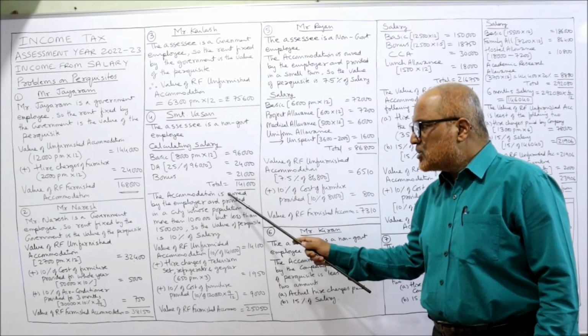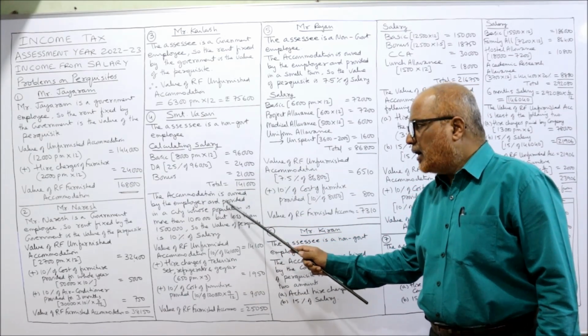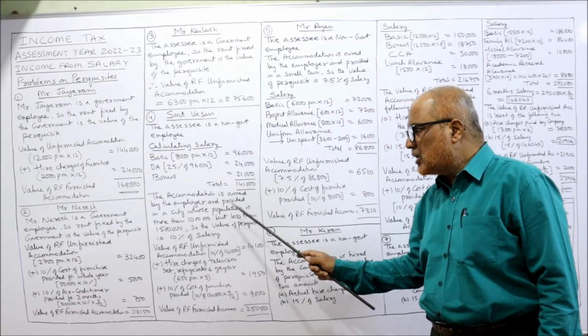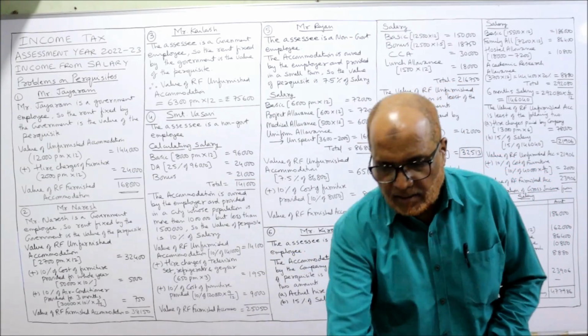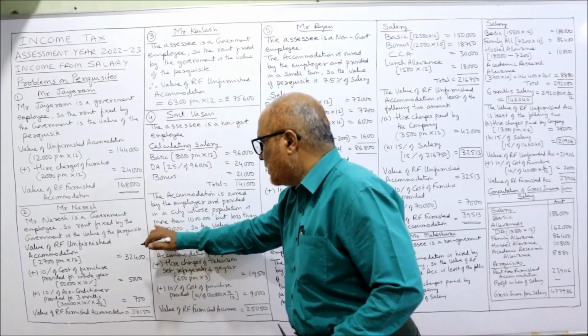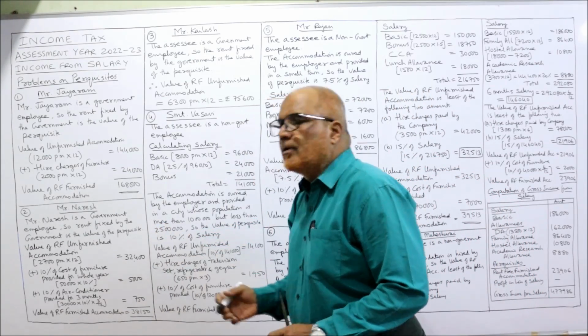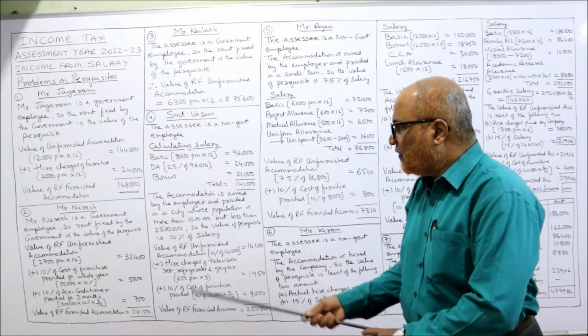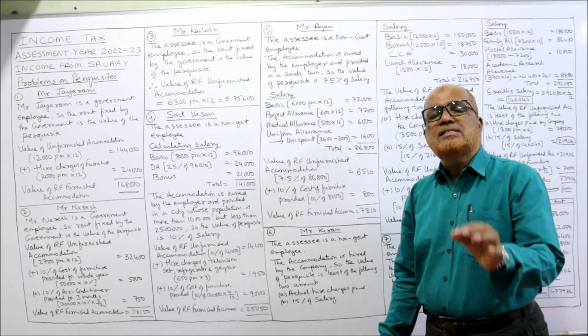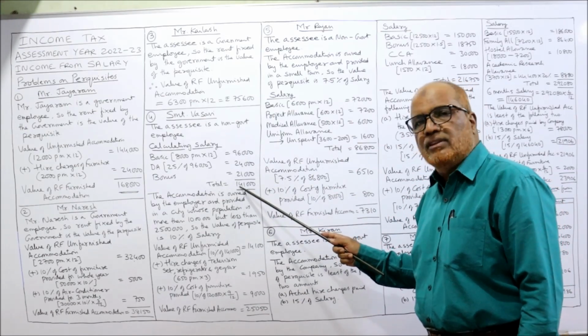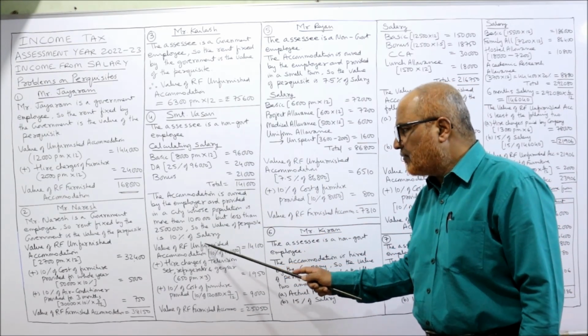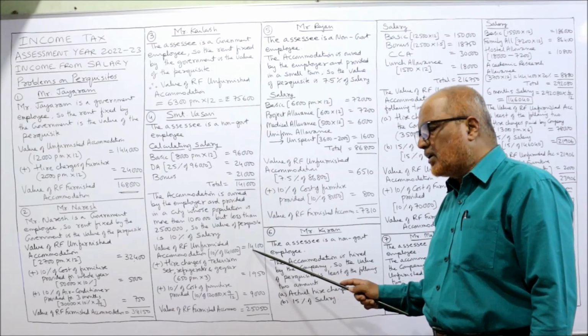Now, the accommodation is owned by the employer and provided in a city whose population is more than 10 lakh but less than 25 lakh. Here I committed a mistake, not 15 lakh, it is 25 lakh. Less than 25 lakh. So the value of the perquisite is 10% of salary. Salary already we got it 1,41,000. So 10% of 1,41,000 is 14,100.